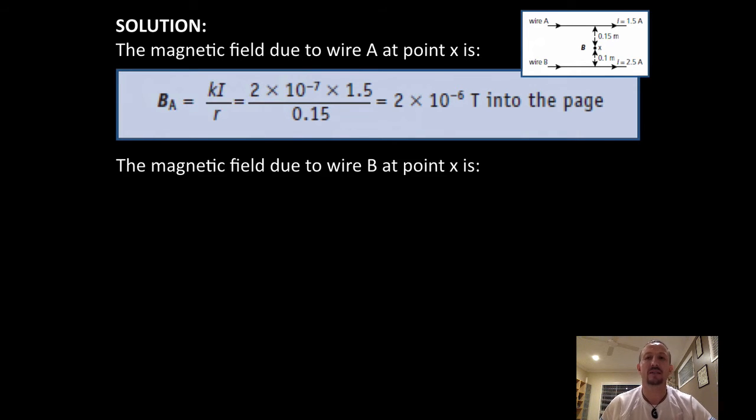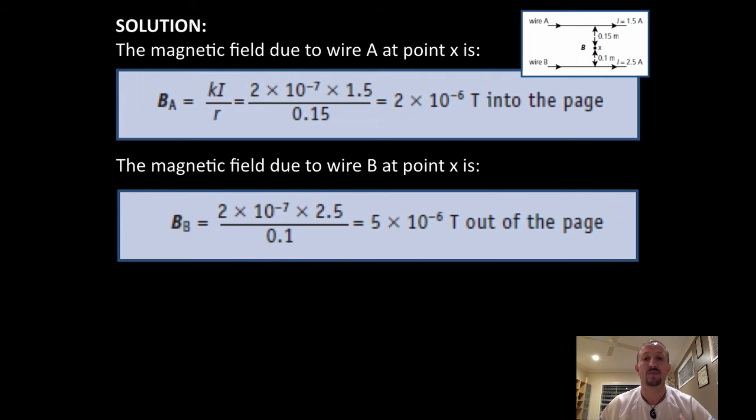Then we do exactly the same for the field coming out of the page, which is going to be wire B at point X. We again know our magnetic constant, which is 2 times 10 to the negative 7. We know that our current at this point is 2.5 amps, and we know that we're 0.1 meters away from the wire, so our radius is 0.1. As a result, we get 5 times 10 to the negative 6 Tesla coming out of the page.